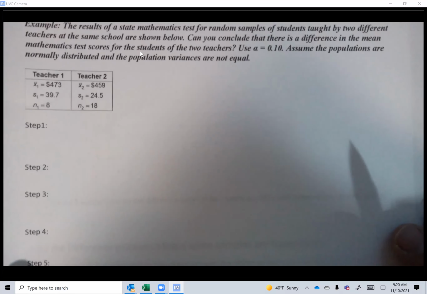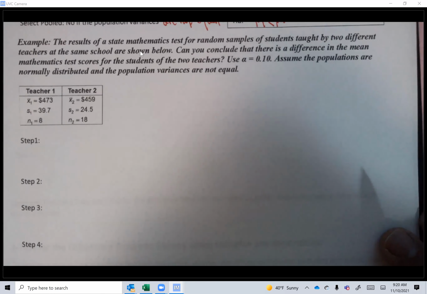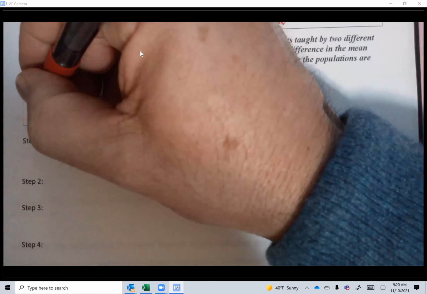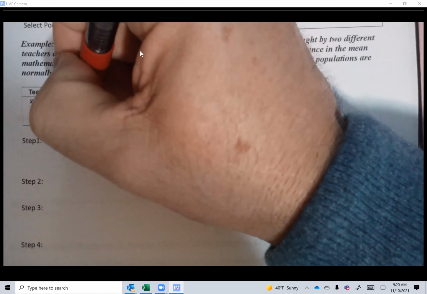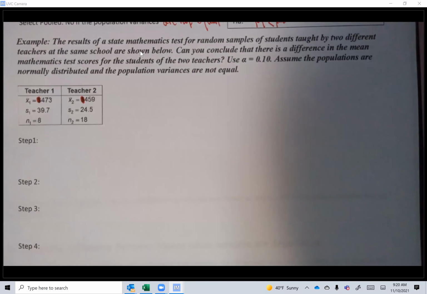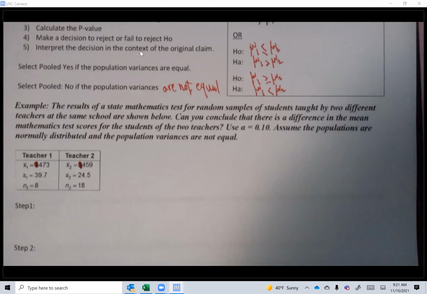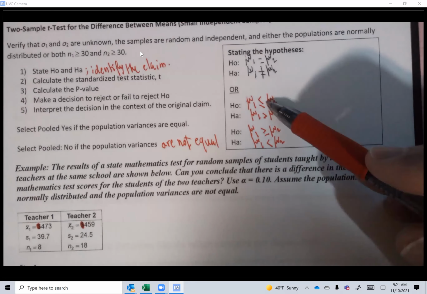There you go. There's one. Let's do it together. The results of a state mathematics test for random samples of students taught by two different teachers at the same school are shown below. And actually, it shouldn't be a dollar sign here, just a score. Can you conclude that there is a difference in the mean math test scores for the students of the two teachers? So we have teacher 1 and teacher 2, and it's asking us if we can conclude that there is a difference. I want the students to tell me which set of hypotheses we select: first, second, or third.